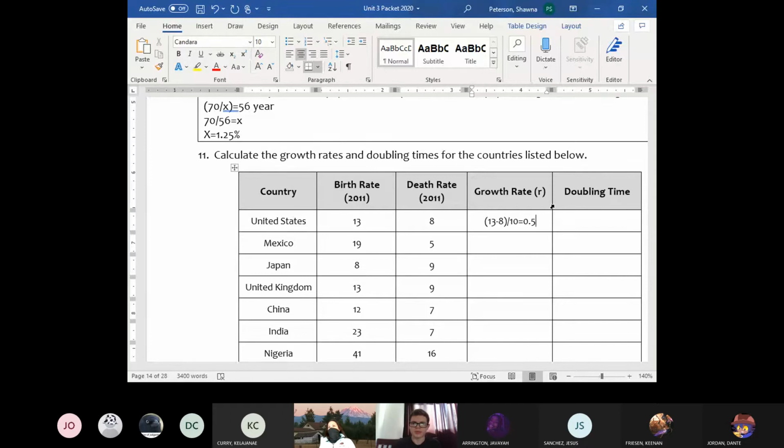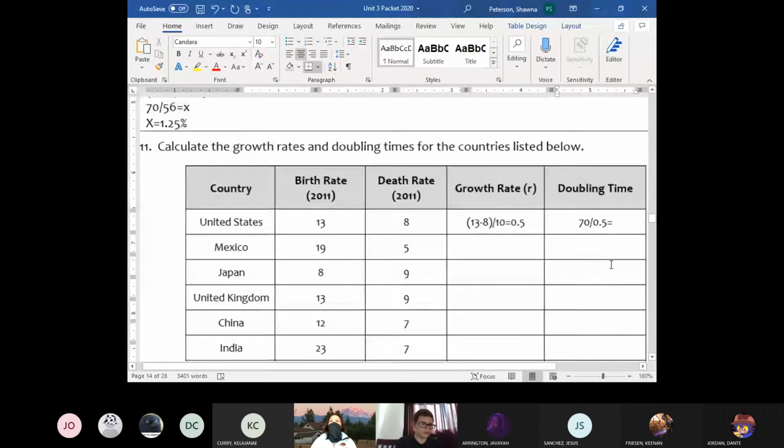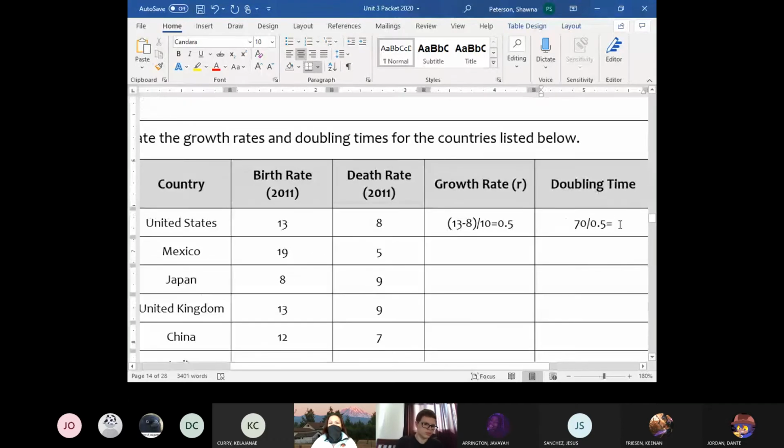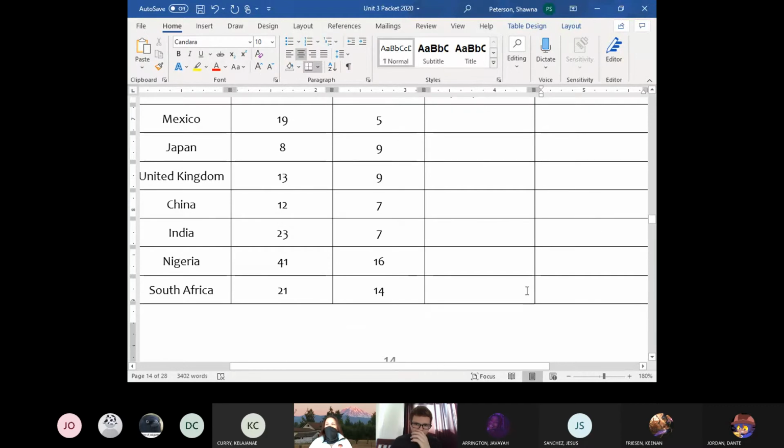0.5. And then all we do is plug it into the rule of 70 here. So 70 divided by 0.5 is what? All right, good. 100. That's all you're doing for the whole table. You're just practicing growth rate and doubling time. I'll give you a few minutes to work on this, and I'll start calling on people at 12:25.